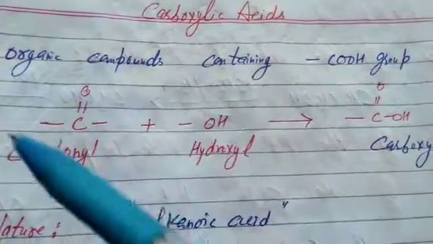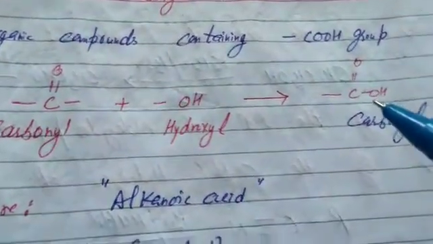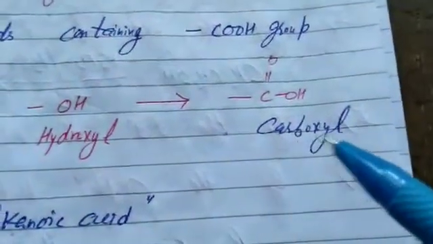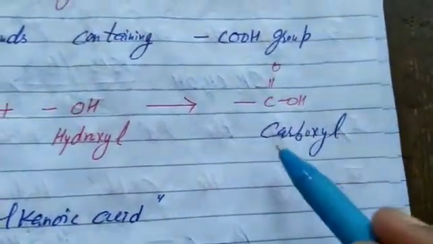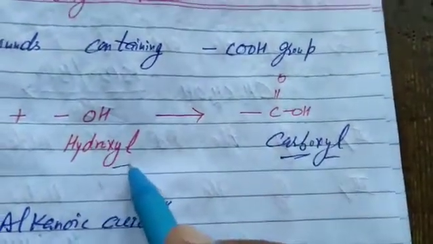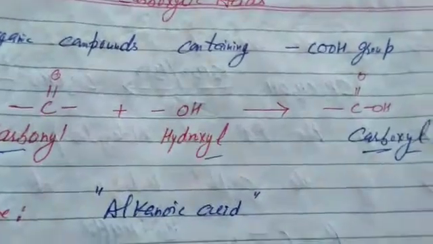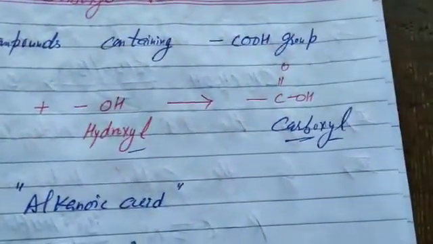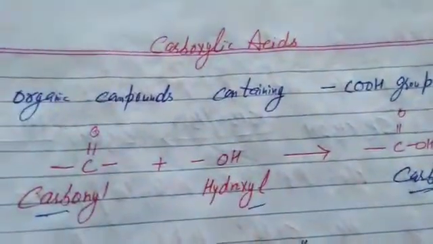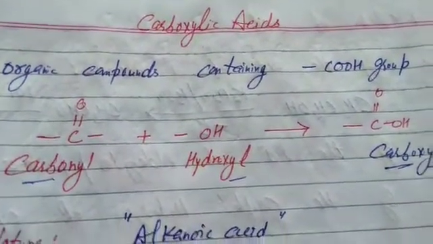When we combine these two functional groups, we automatically get COOH, that is carboxyl group. The term carbo comes from carbonyl and oxyl comes from hydroxyl. Carbo from carbonyl and oxyl from hydroxyl. That's the name carboxyl group. What are carboxylic acids? Organic compounds containing carboxyl group.